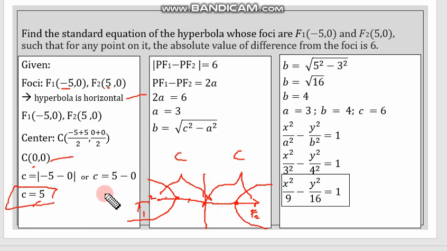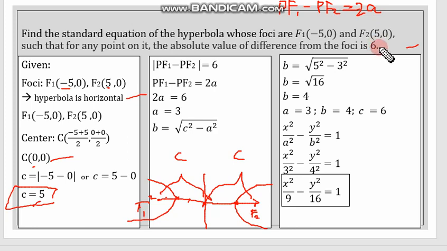So let's get the values of a and b. Let's go back to the given. According to the given, for any point on the hyperbola, the absolute value of the difference of the distances from the foci is 6. Actually, this is the definition of the hyperbola. So the distance from the point to focus 1 minus the distance from the point to focus 2 is equal to 2a. The difference of distances from any point of the hyperbola to the foci is 6.